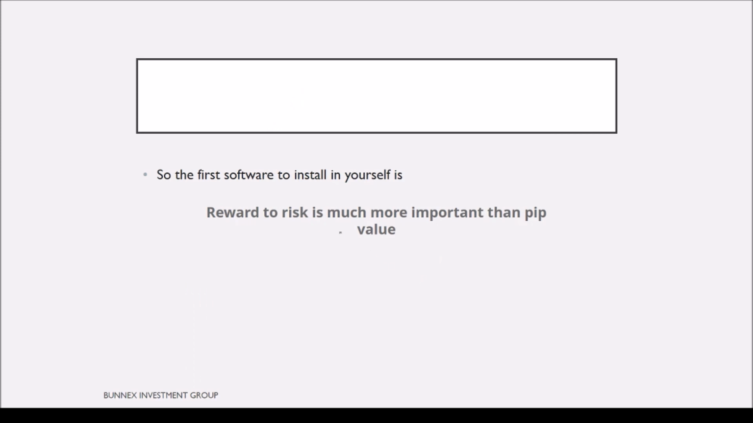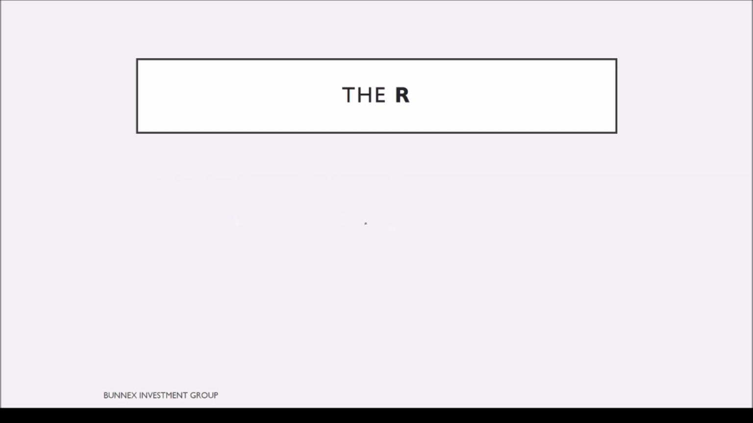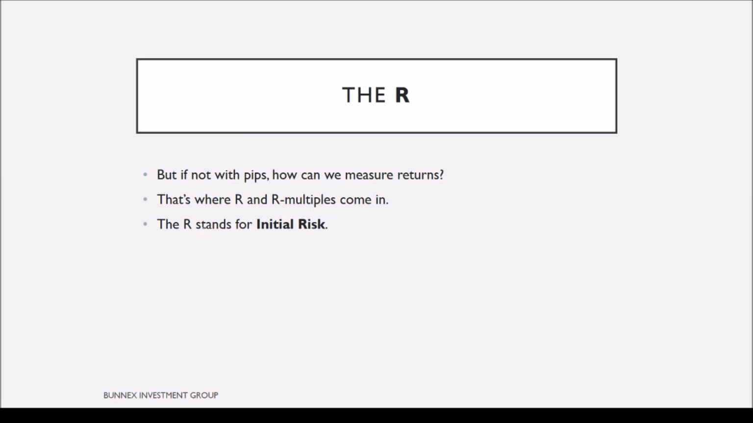So the first software that we want to install in yourself is risk or reward to risk is much more important than pip value. The R. So you're probably asking yourself, but if not with pips, how can we measure returns? That's where the R and the R multiples come into play. R stands for initial risk. The initial risk is how much you are willing to lose on a single trade.